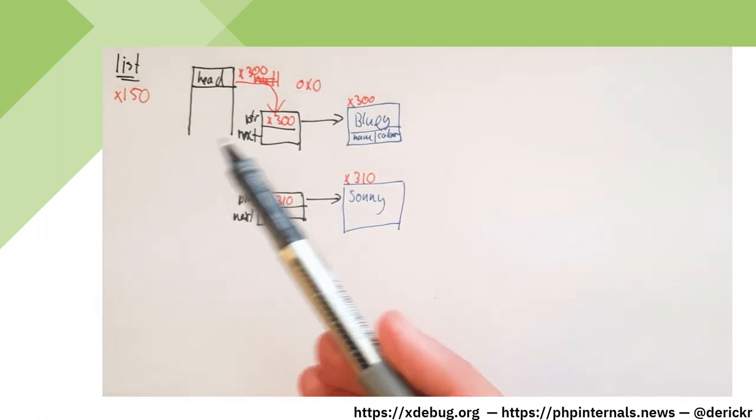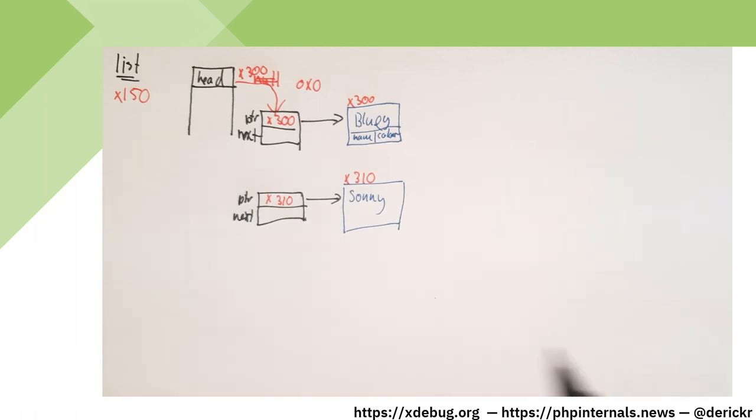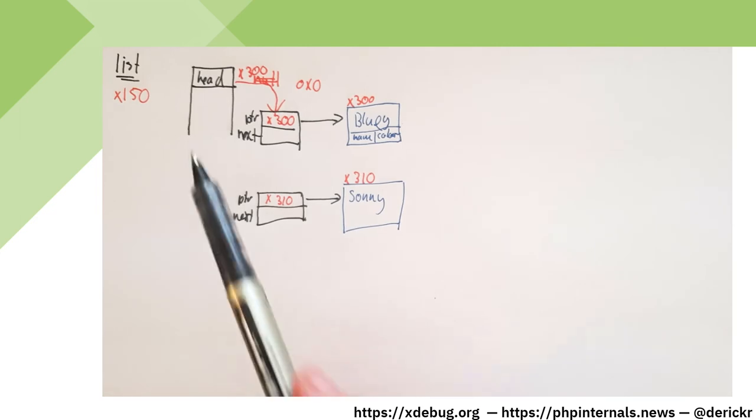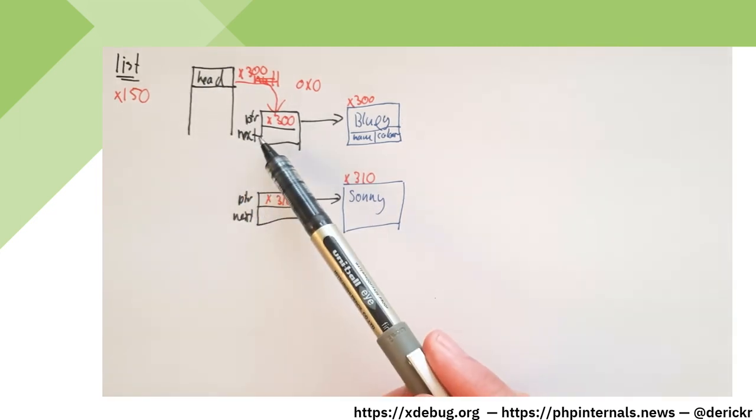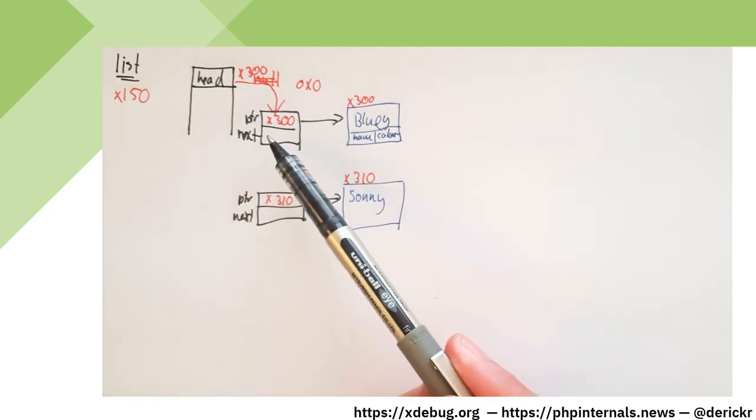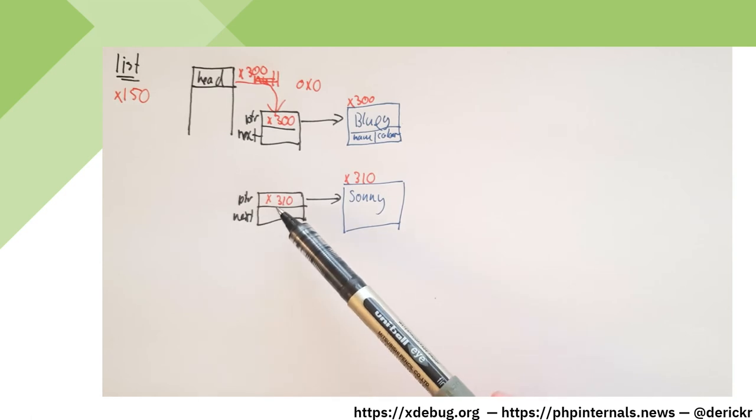But how do we add this list element to our list? Well, how do we do this, right? I mean, what we need to do is we need to set next of the first element to this newly allocated structure that we have made here.